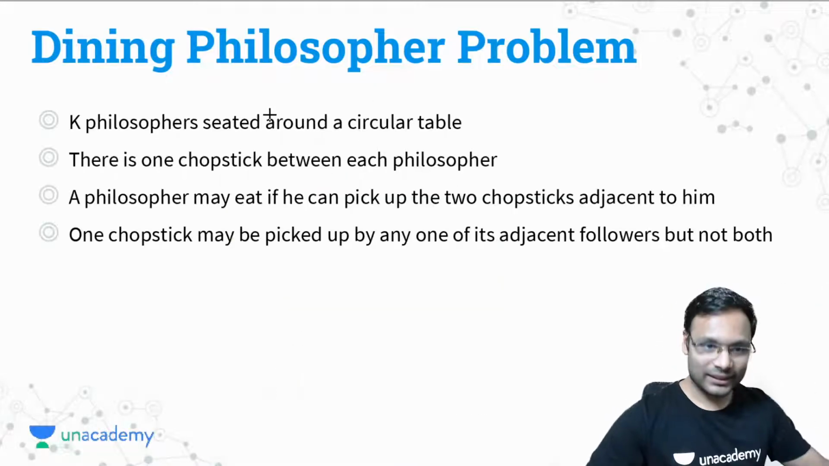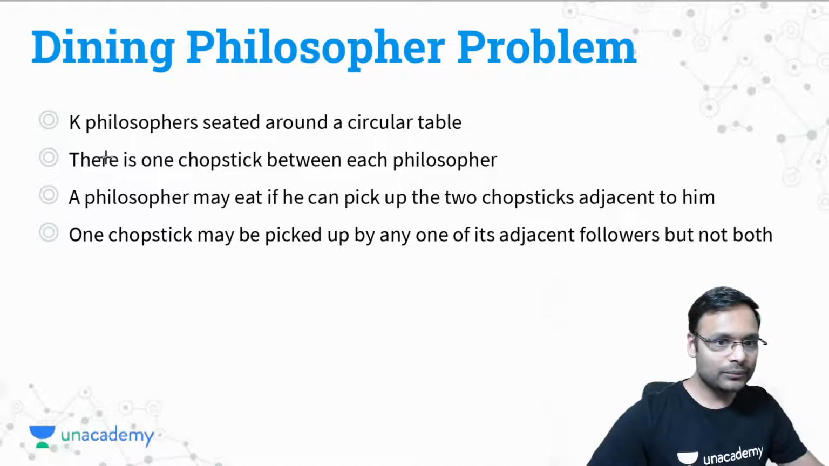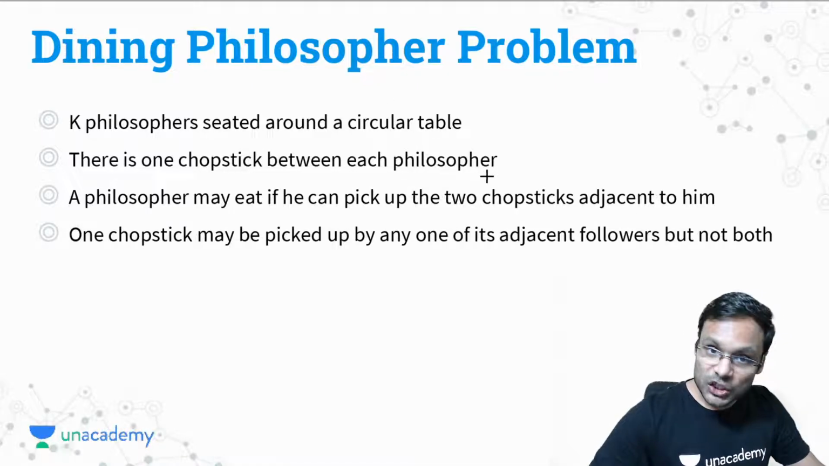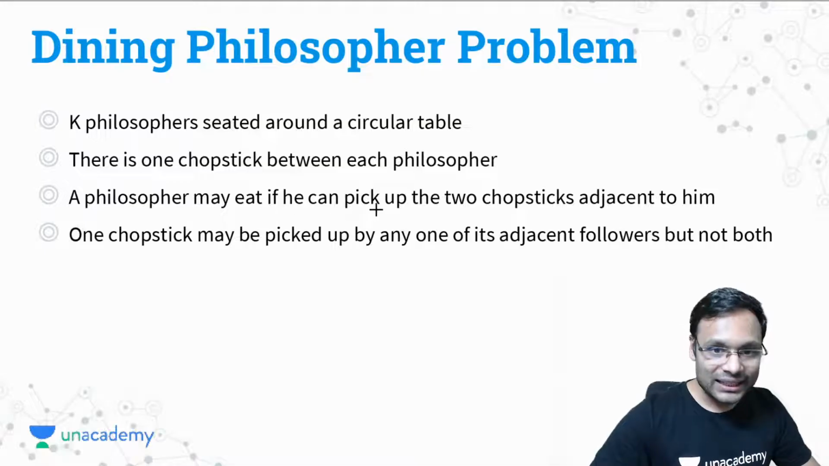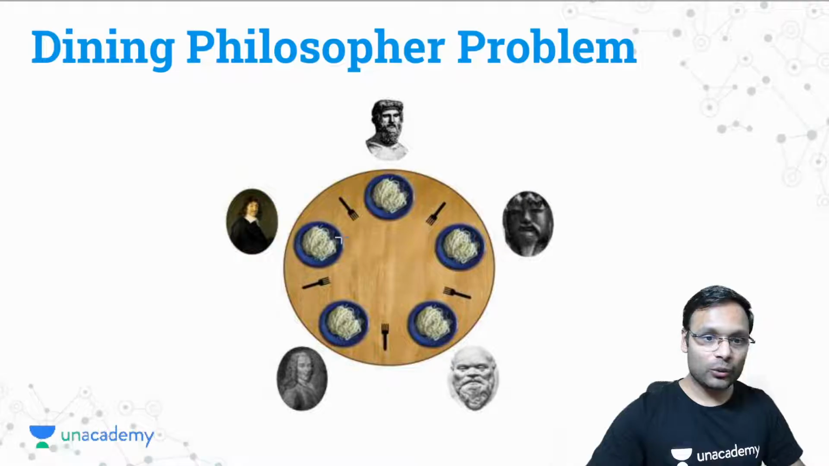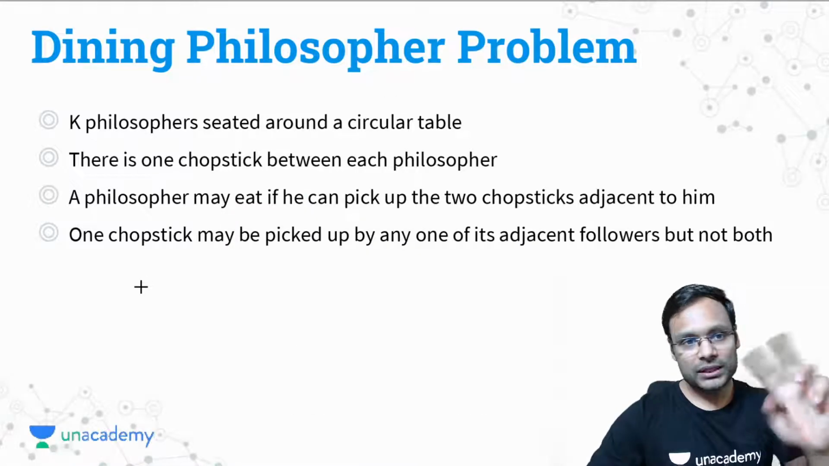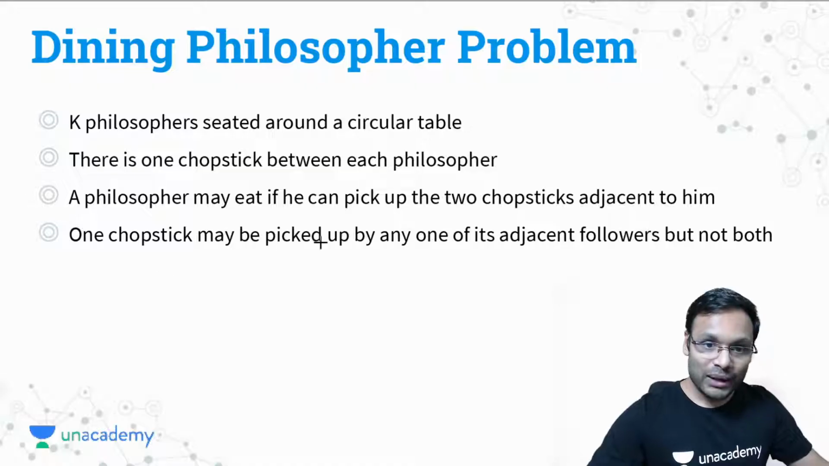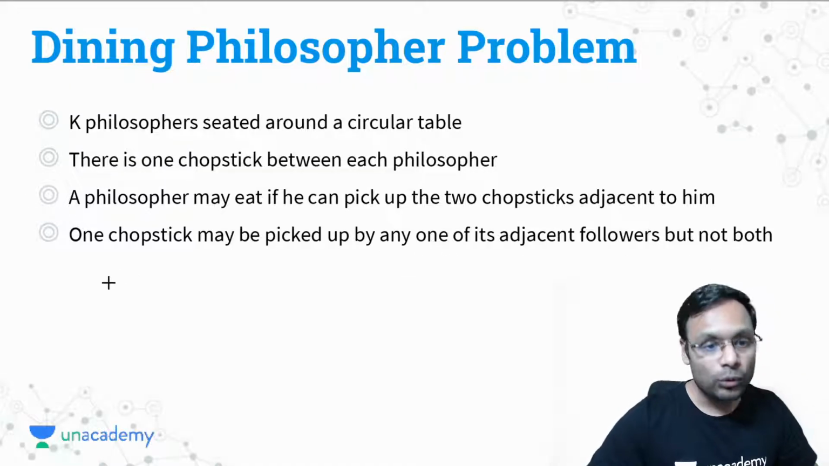हाथ से नहीं खा सकते. So n or k philosophers we have at a round table. There is 1 chopstick between each philosopher. A philosopher may eat if he can pick up the 2 chopsticks adjacent to him. तो कोई भी खा सकता है when that fellow can pick up 2 chopsticks around him. 1 chopstick may be picked up by any one of its adjacent fellows but not both.